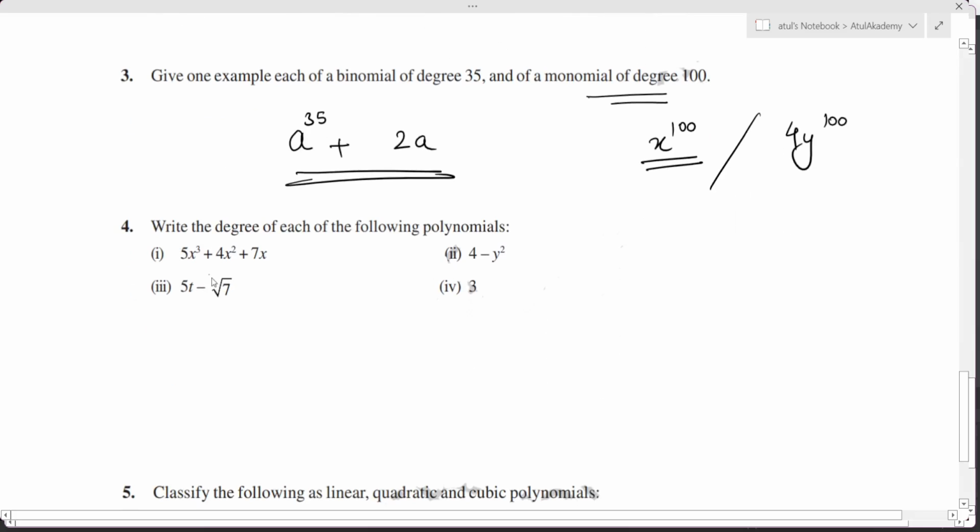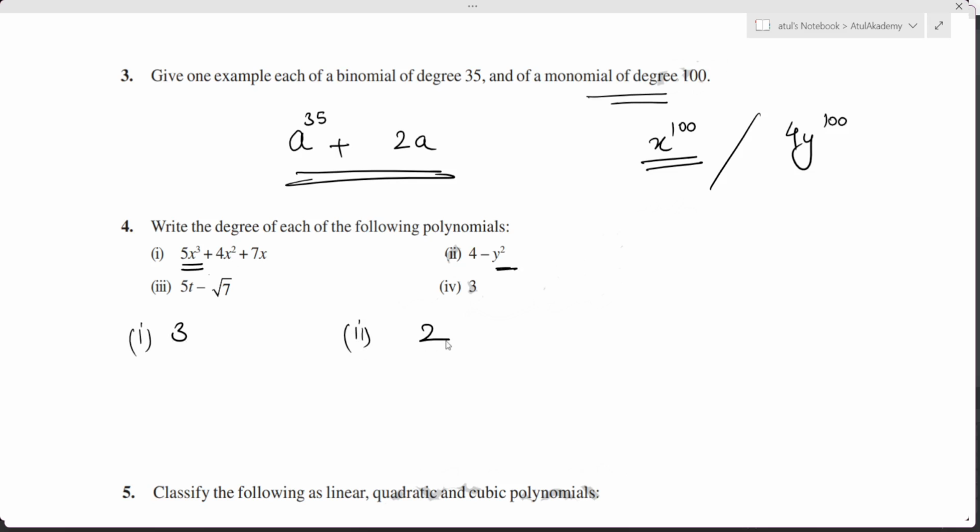Now let's move to the fourth question. Please try all these on your own first. Pause the video. Then for checking, just turn on the video and see what you have done. Is it correct or wrong? So first part, degree of this. I hope it's clear now. Highest power of x from these is 3. So degree is 3. Second part, highest power is 2. Third part, what is the highest power? That's 1 only. So degree is 1. For this one, it's a constant polynomial. So for a constant polynomial, degree is always 0.